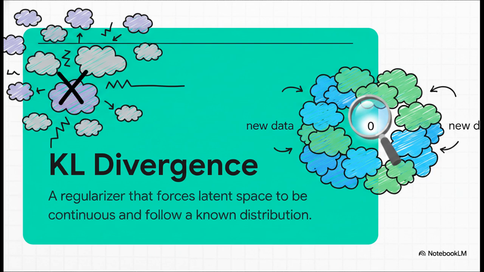The clouds of data would spread infinitely far apart, leaving these massive, unusable dead zones in between them. If you tried to sample a point from one of those dead zones, the decoder would just output absolute garbage. So, KL Divergence steps in and neatly packs all the distributions close together, centering them nicely around zero. This ensures that the entire latent space is usable for generating completely new data.